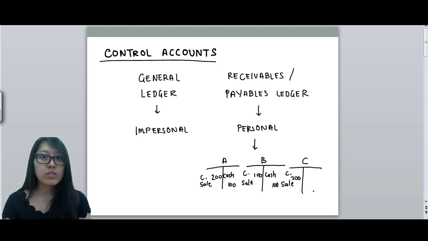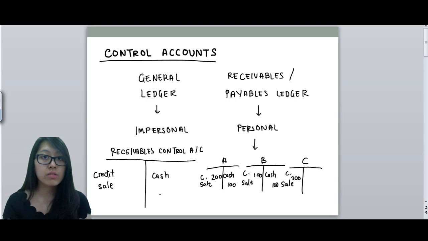Now, these are what is shown in the personal accounts, but what is going to be shown as a total is what I'm going to be placing in the receivables control account. I'm going to be adding up all of the credit sales from my customers, so they will add up to 600, and I will be putting that in my receivables control account. Whereas for the cash figure, there should be $200.